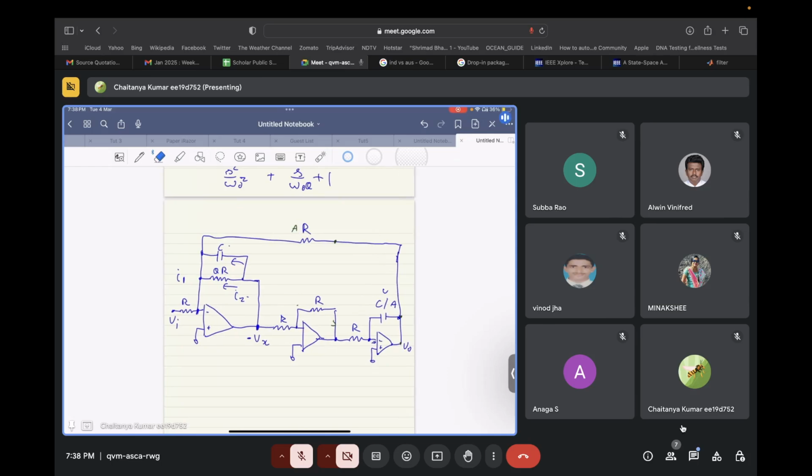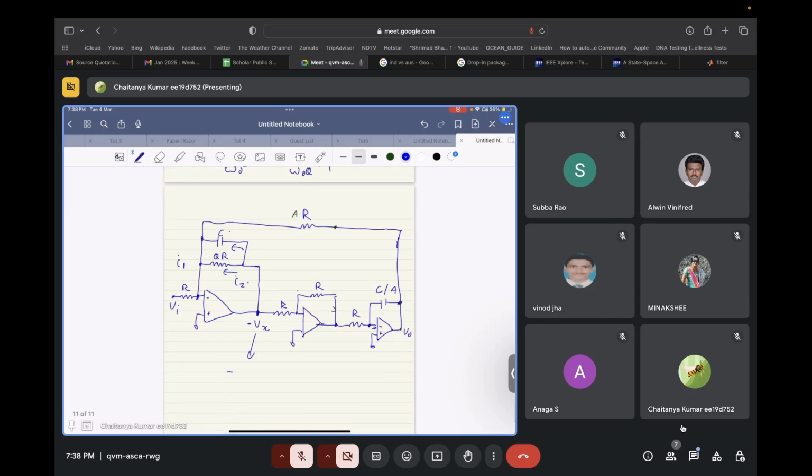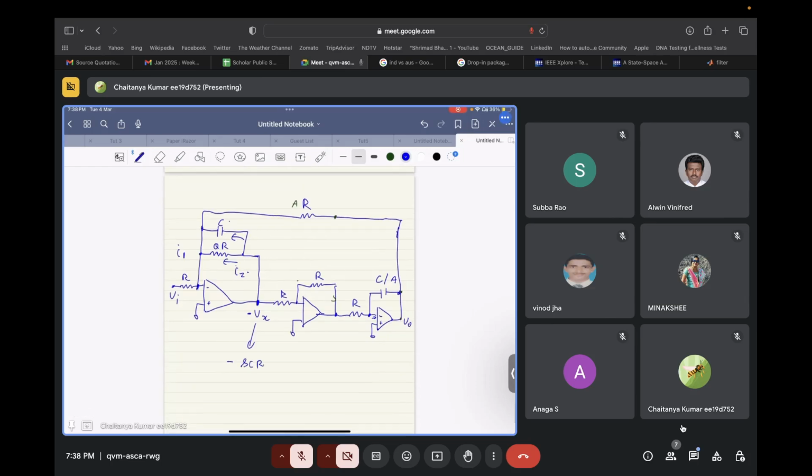So the gain at this node is right now. Let's try to write the transfer function. Here the transfer function is minus SCR upon S square by omega naught square plus S by omega naught Q plus 1. And here the transfer function is minus A upon S square by omega naught square plus S by omega naught Q plus 1. Okay.